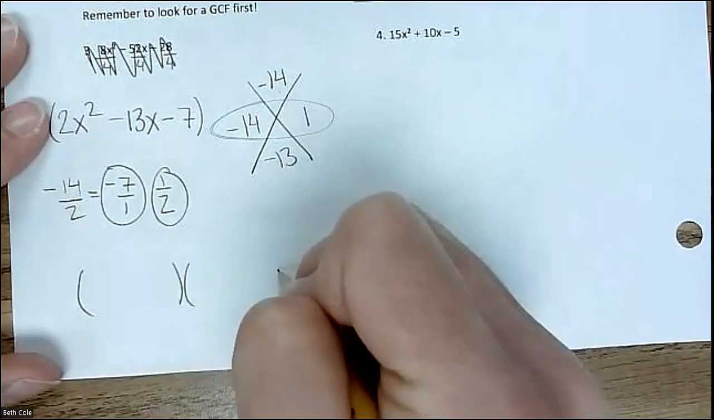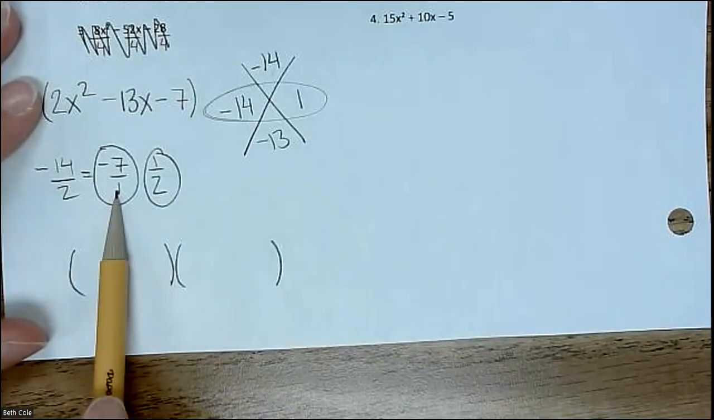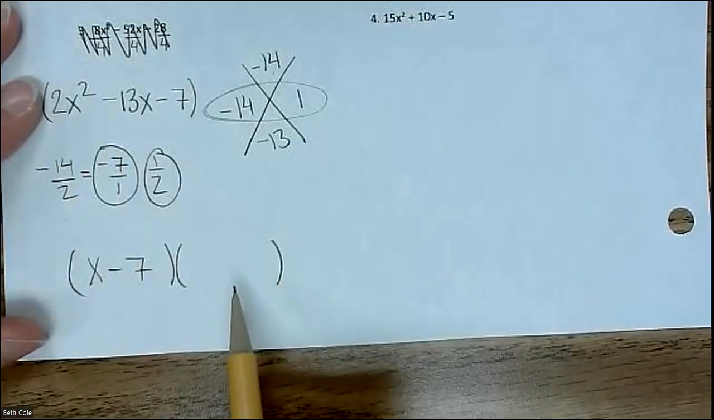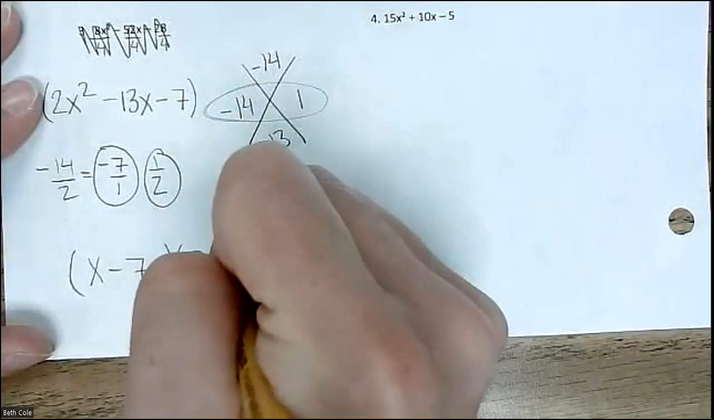And then draw your 2 sets of parentheses. What's going to go in the first one? 1x minus 7. Bless you. And then this will be 2x plus 1.